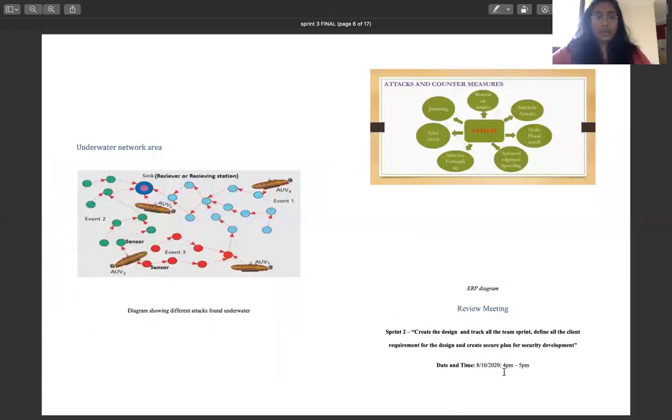So on the left side of the page, the diagram shows the underwater network area. It shows how different attacks are made and how the communication channel happens, how the enemy nodes intervene in the communication and disrupt the channel. And on the right side of the page, there are attacks and their countermeasures. It's a diagram showing all the attacks.